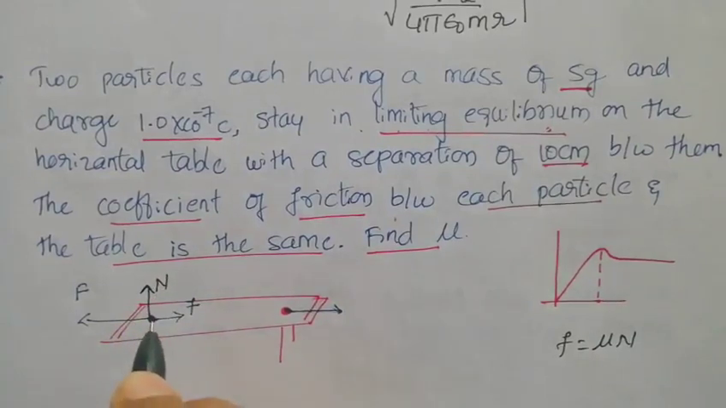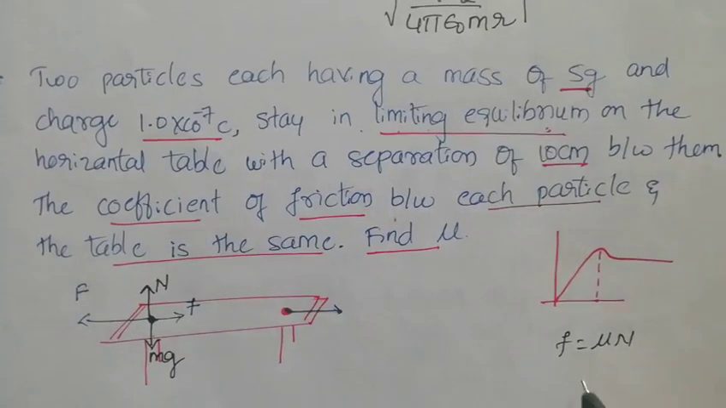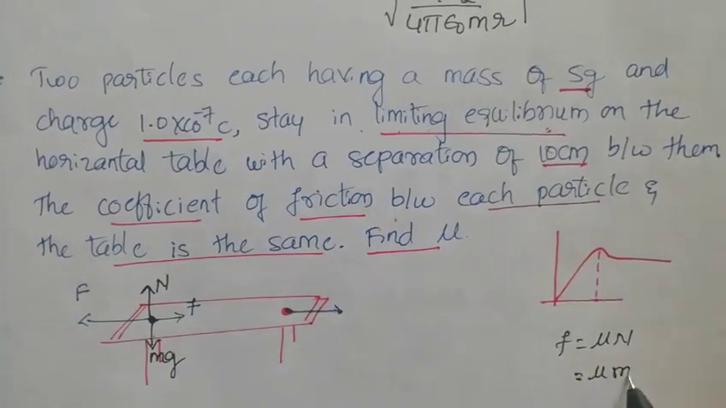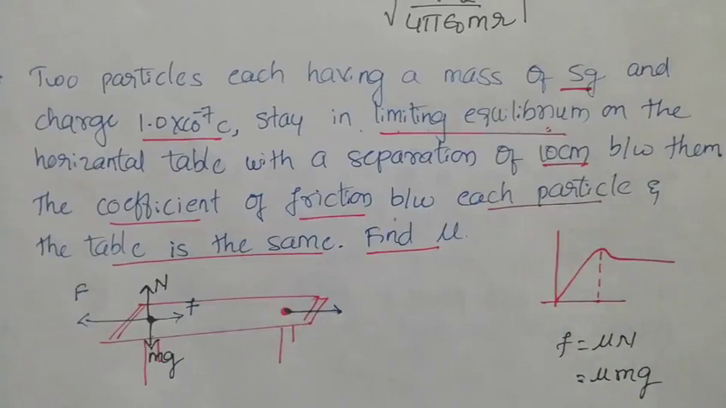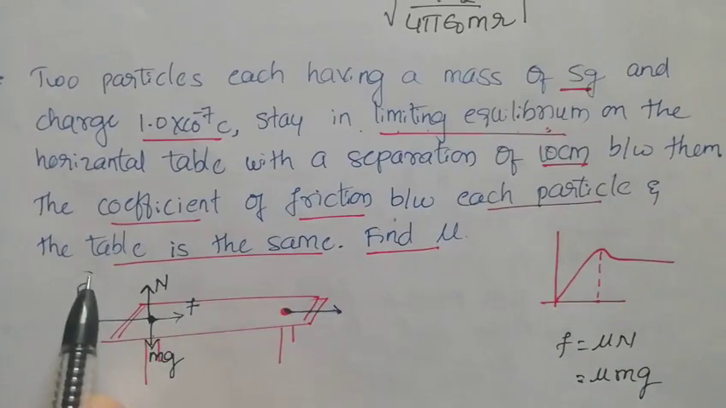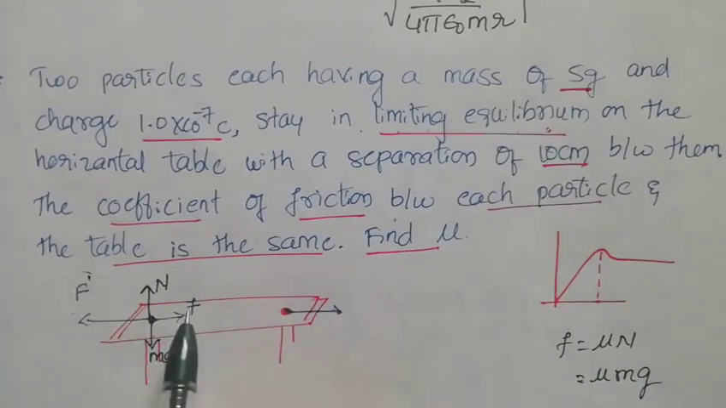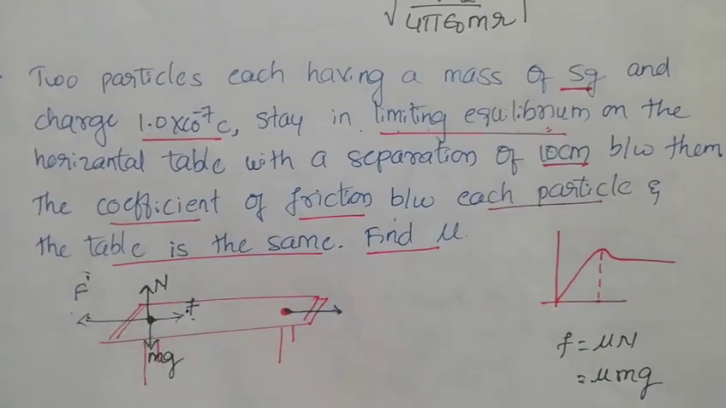What is the value of the normal reaction? It is equal to mg. So the force of friction is mu mg. Since it is in equilibrium, the electrostatic repulsion force F must be equal to the frictional force. These two must be equal, so by equating them we can get the answer.